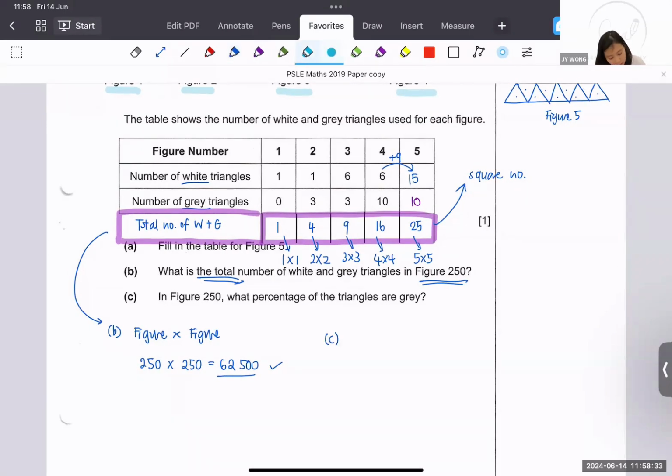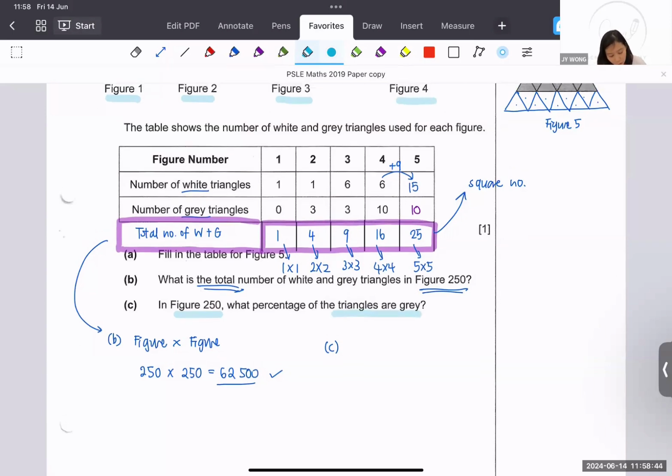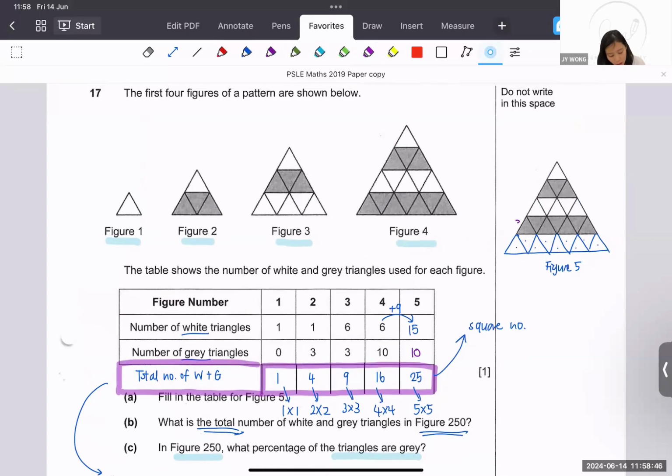Let me finish first. In figure 250, again 250, please don't list. Go and find out the pattern. What percentage of the triangles are gray? So you look at the pattern here. I'm going to zoom into the picture. Figure 1 is only white. Figure 2, the gray is more than the white. Figure 3, the white is more than the gray. Figure 4, the gray is more than the white. Then figure 5, the white is more than the gray. It's always alternate.